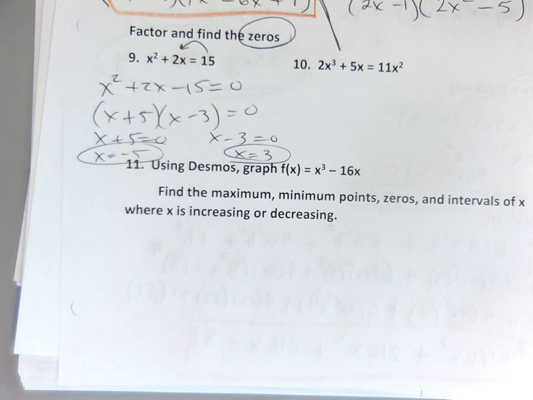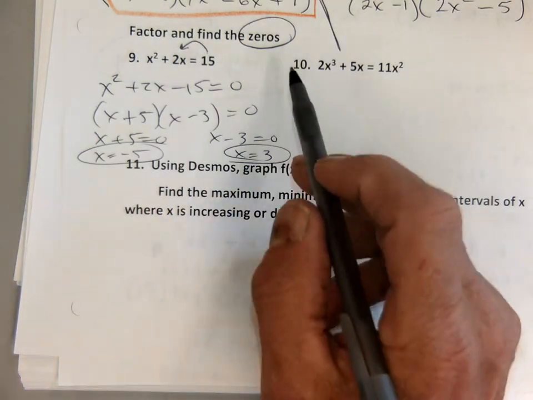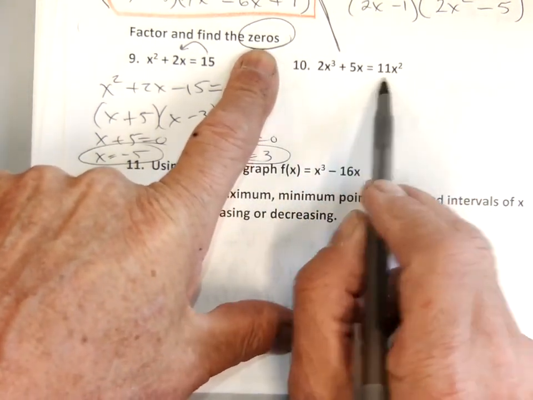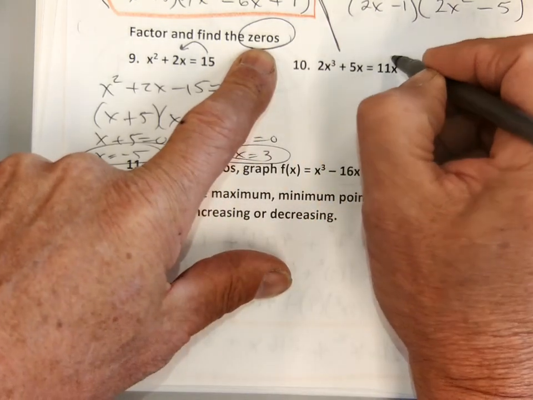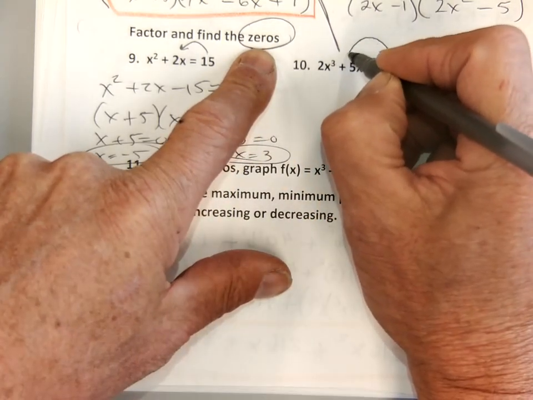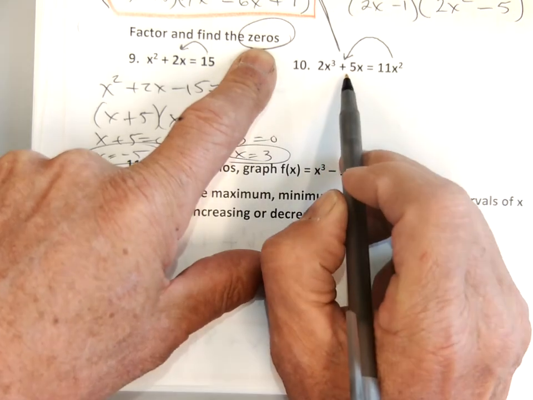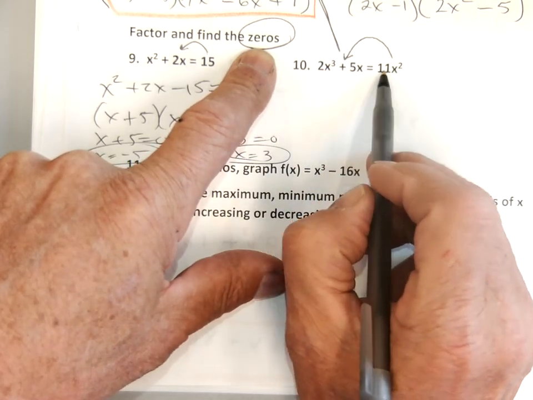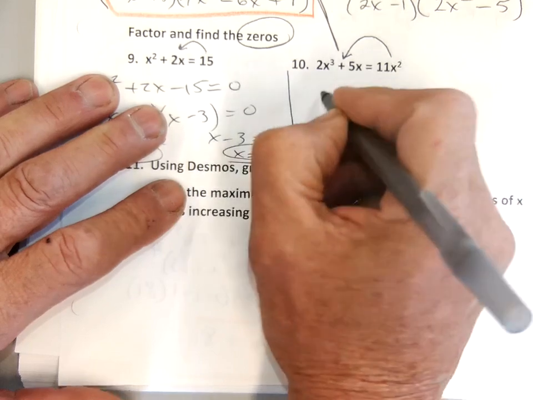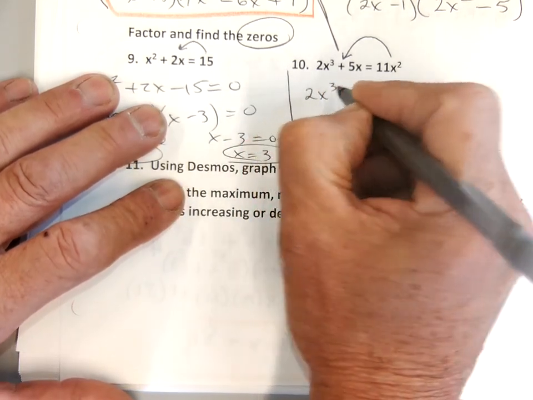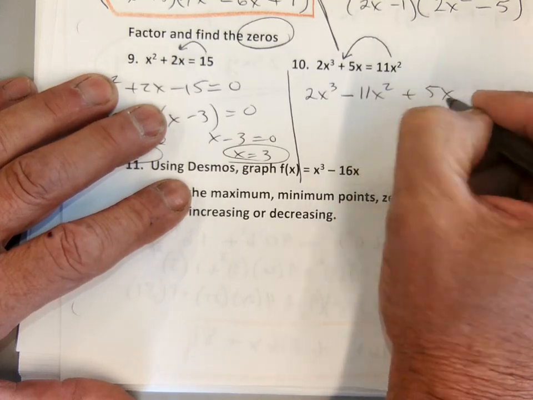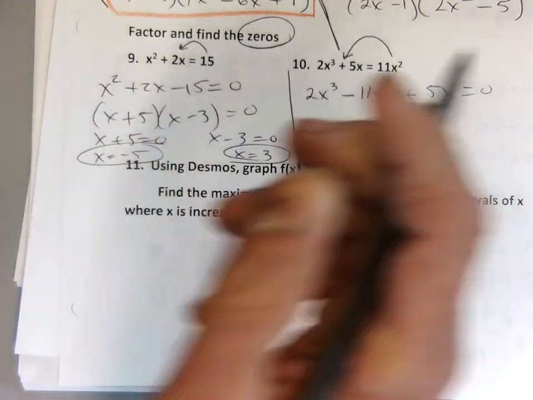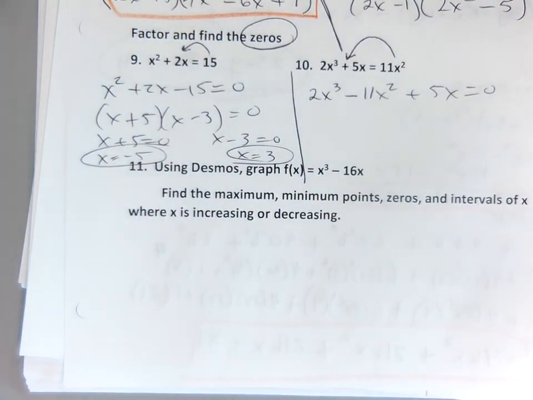Okay. All right, now we're going to find the zeros. So what am I going to do? What do I need to do? Bring the 11x. I'm going to subtract it. Good job, Jake. I like the way you said that. But I'm going to put it right there because I want it in order. Okay. So I'm going to go 2x cubed subtract 11x squared plus 5x. Equals 0. Now there's got to be 3 answers.